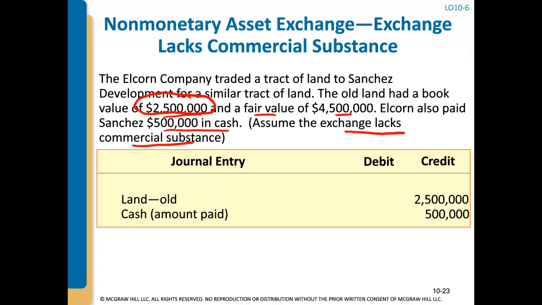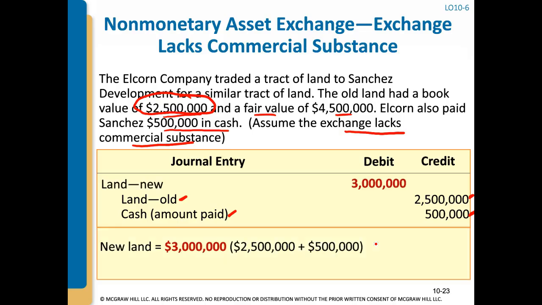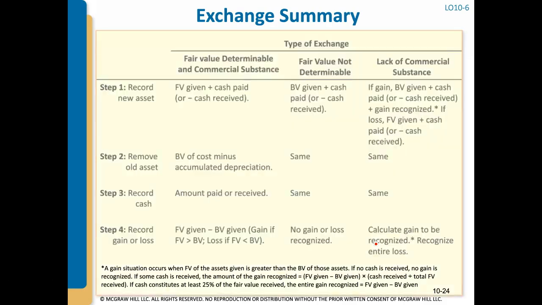So we're going to take out the old land, credit land of 2.5 million. Cash is paid, so that does increase the cost no matter what, because cash is cash. So we're going to credit cash for $500,000, and then our new land we're going to debit, capitalize it, at $3 million. Notice no gain is actually recognized in this situation, because it lacks commercial substance.